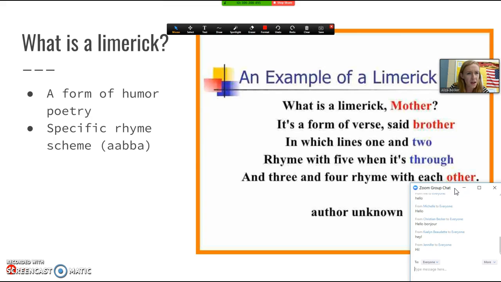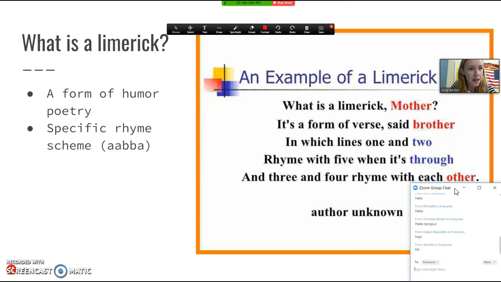Has anyone heard of a rhyme scheme before? And you can call out your answer now if you think, oh, Kaylin, go ahead. Kaylin just raised her hand. Kaylin, what do you think a rhyme scheme is? Oh, pattern to the rhyme. Excellent. That's a great way to put it.